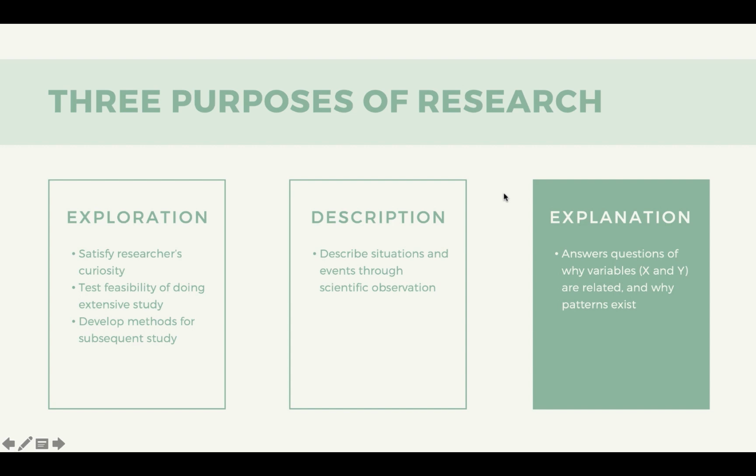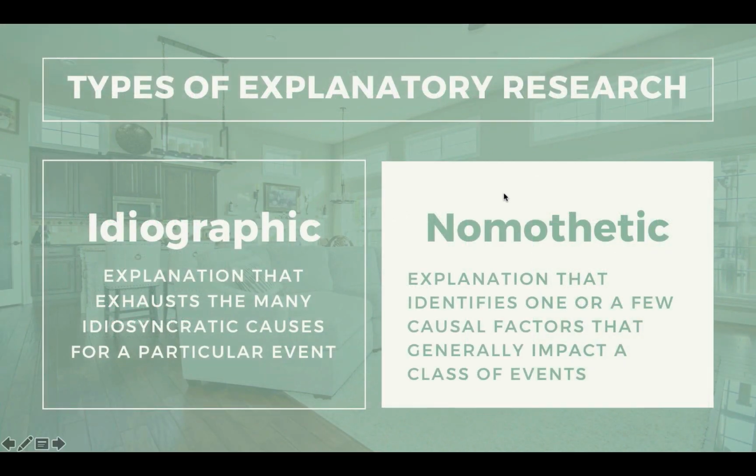And then finally, explanation, which is the goal of all of our research. So explanation, we're trying to answer the question of why the variables X and Y are related to one another and why the patterns exist that allow them to be related to one another. Brief note on types of explanatory research. We have two types, idiographic and nomothetic.